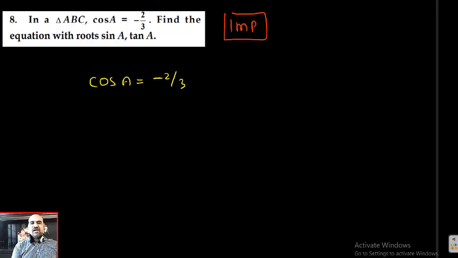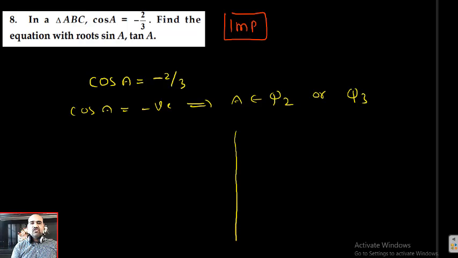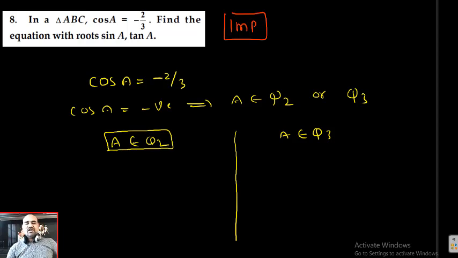Okay. So what happened? Cos A is negative, which implies A belongs to either Q2 or Q3. It is not mentioned, no? So I will take, if A is in Q2, I will find all trigonometric ratios, or in the second case, A belongs to Q3. If A is in Q2, all trigonometrical ratios are negative except sine and cosec. If A is in Q3, all trigonometrical ratios are negative except tan and cot.